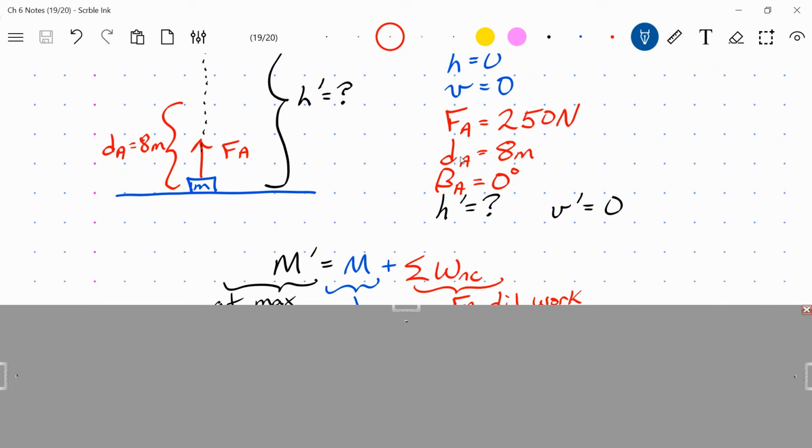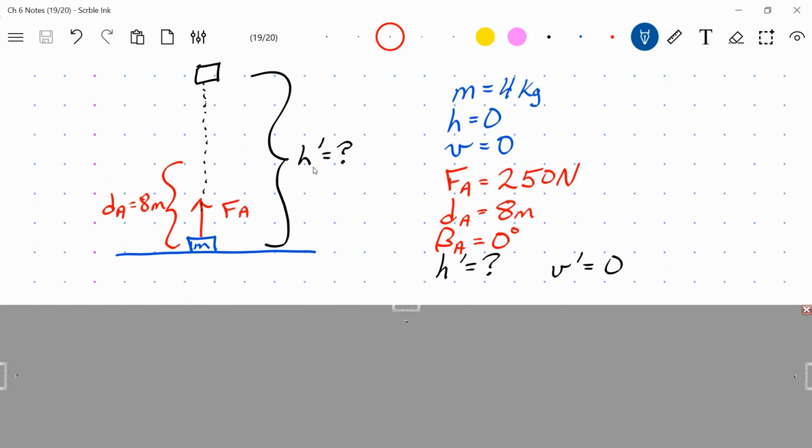The distance that it applied through was only 8 meters, and the angle between the direction of the applied force and the motion was 0 degrees because the applied force was up and the movement was up. So that's why there's 0 degrees here. I want to know what maximum height it reaches. I'm going to call that h prime, at which point its speed will again be 0.